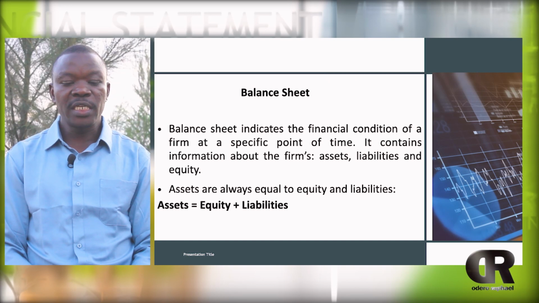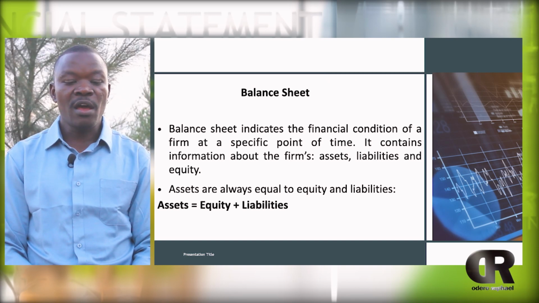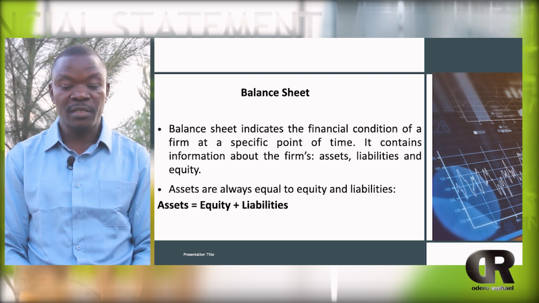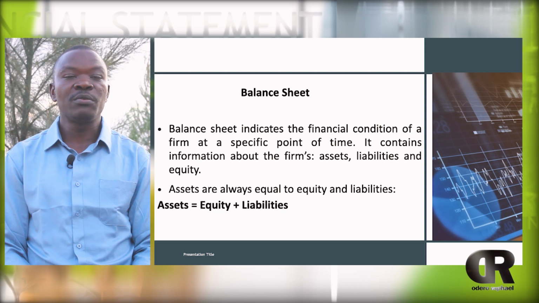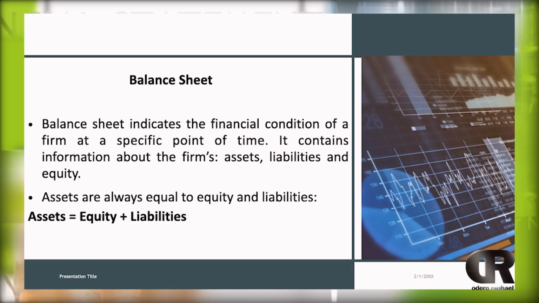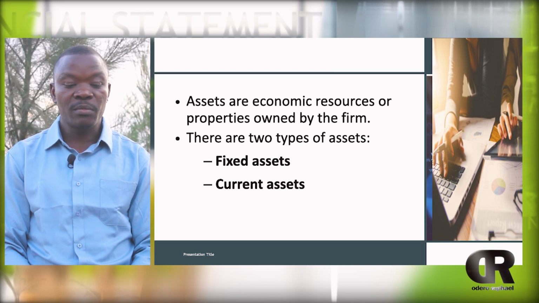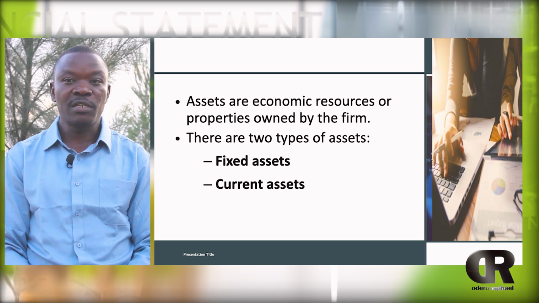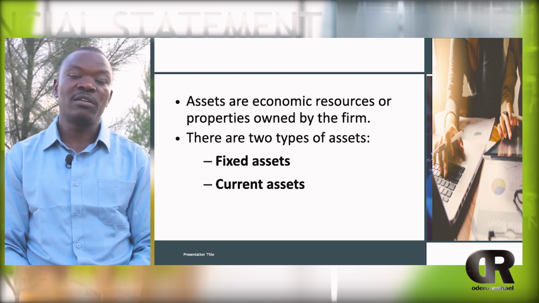The balance sheet indicates the financial condition of a farm at a specific point in time. It contains the information of the assets and the liabilities. The assets of the farm include the equities and the liabilities. Assets are the economic resources or property owned by the farm, and we have two types of assets: fixed assets and current assets.